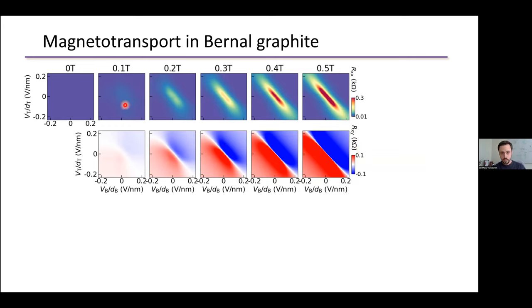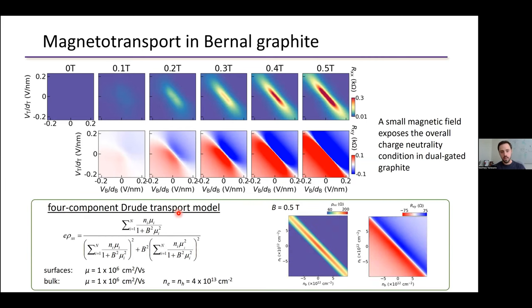So this is the evolution of the magnetotransport in graphite in steps of 100 millitesla. What we see is that this kind of weird checkerboard-like behavior evolves into a diagonal resistance stripe that follows the line of overall neutrality in the system. And that comes concomitant with the sign change in the Hall effect. And the way that we've tried to understand this is by modeling the system with a four-component Drude transport model.